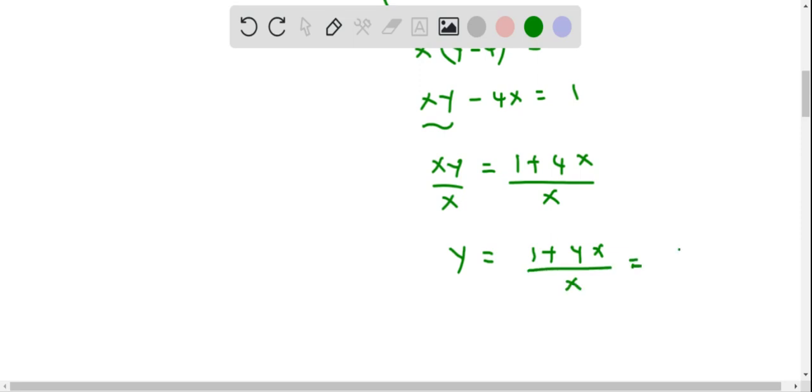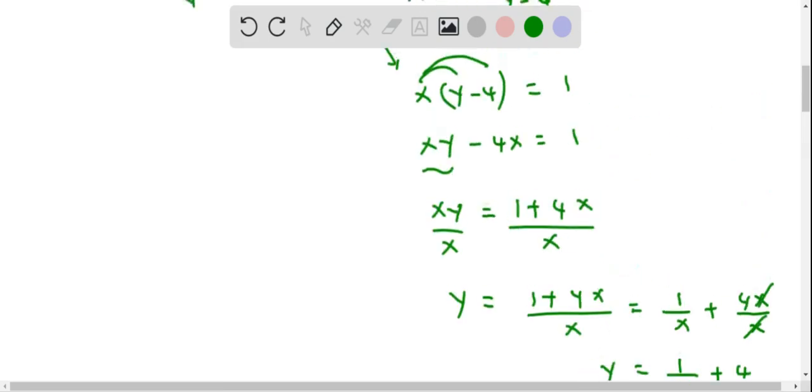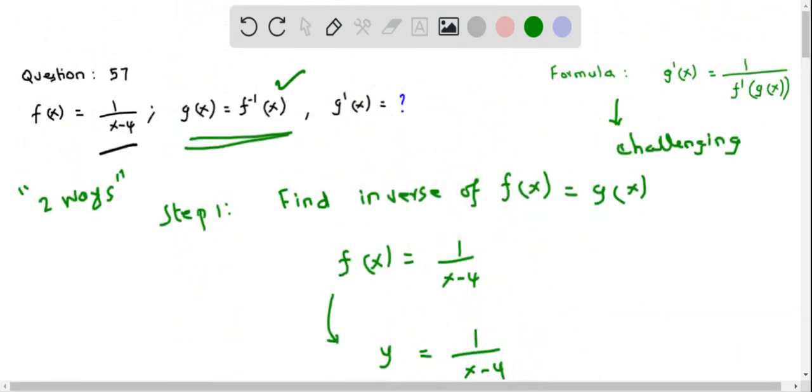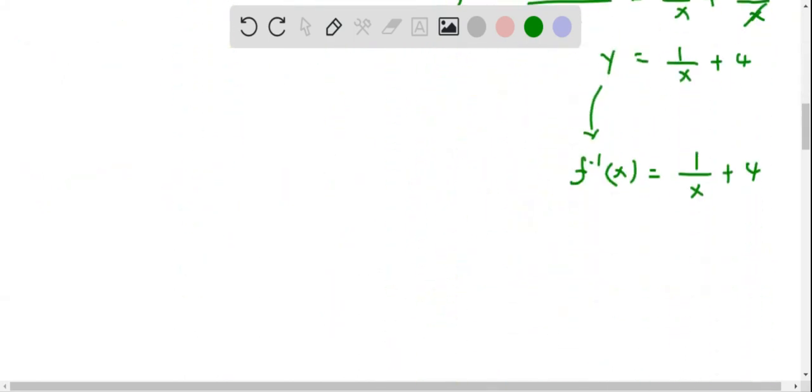This can be written in simplified form as 1 over x plus 4x over x, which equals 1 over x plus 4. So we have solved for y. In the step of finding the inverse, the last step is to replace this with f inverse of x. So f inverse of x equals 1 over x plus 4. According to this problem, f inverse of x is equal to g of x, so g of x equals 1 over x plus 4.